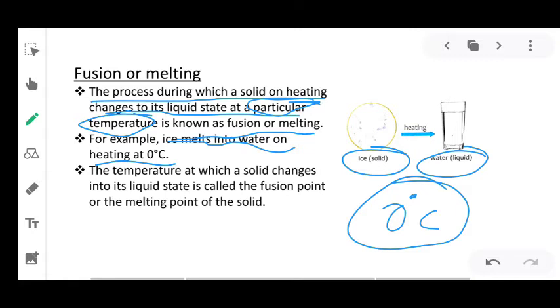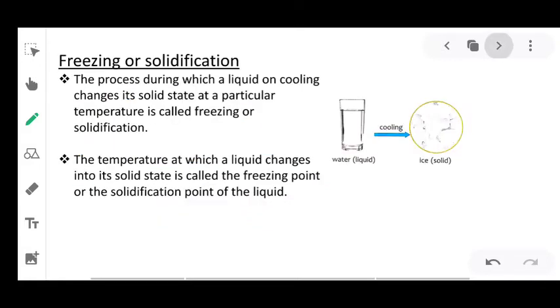the solid changes into liquid state, and that particular temperature is known as what? The melting point or fusion point of the solid. Okay, so the temperature at which a solid changes into its liquid state is called the fusion or melting point of the solid.